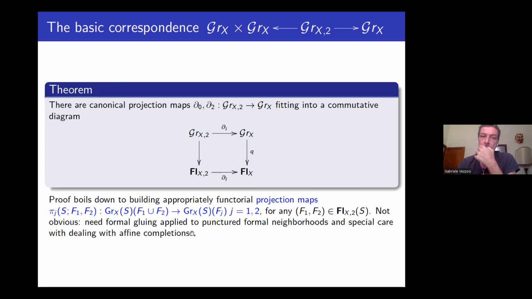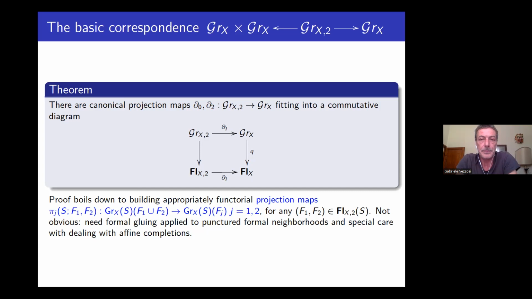So there is this theorem which is not so easy to prove. Remember that we have defined GR X2 by using the map Q and the union map from Flag X2 to Flag X. But of course, you can consider from Flag X2 to Flag X the obvious projection, right? Projection on the first flag and projection on the second flag. So these are D0 and D2.